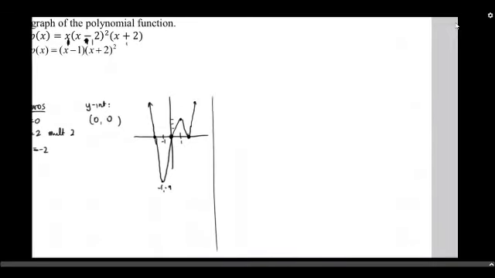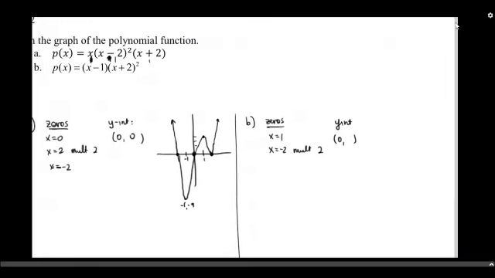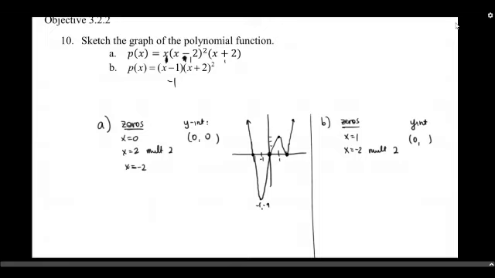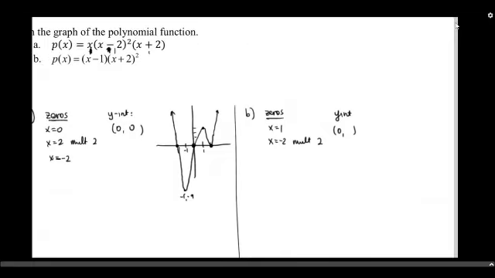And for part B, we've got zeros at x equals 1 and x equals negative 2, but that one has multiplicity 2. Alright, the y-intercept, if you let all the x's equal 0, for part B, we're going to have 0 minus 1. That's negative 1. 0 plus 2, 2 squared is 4. 1 times negative 4 is negative 4.